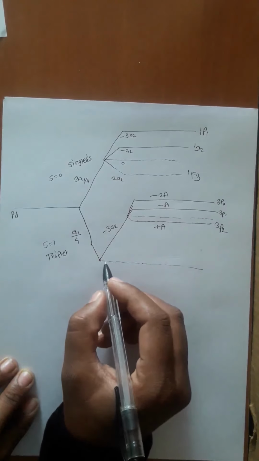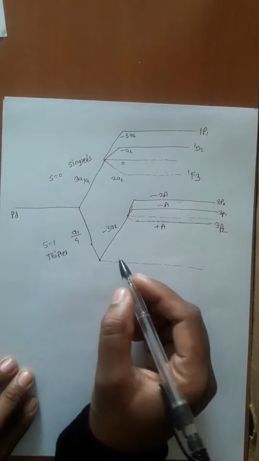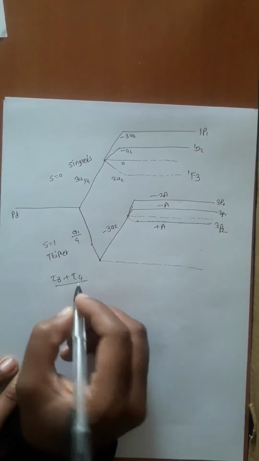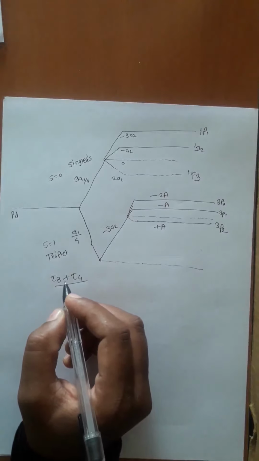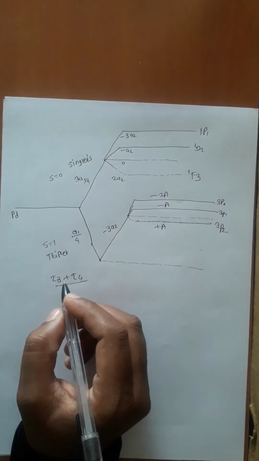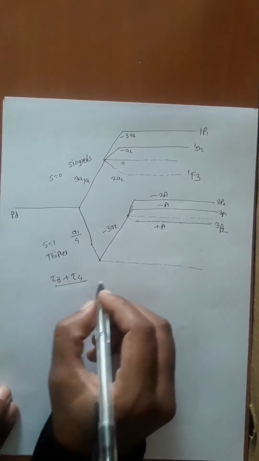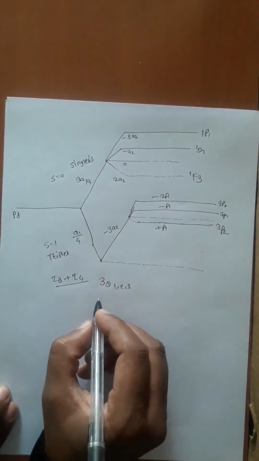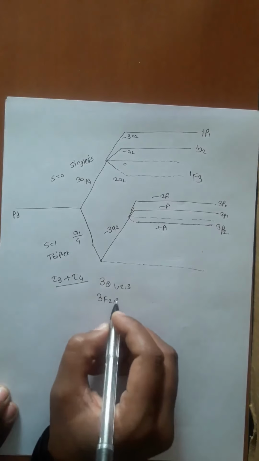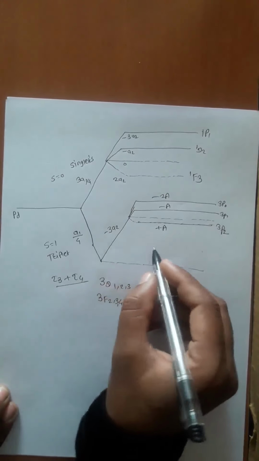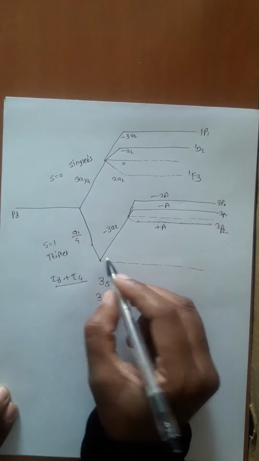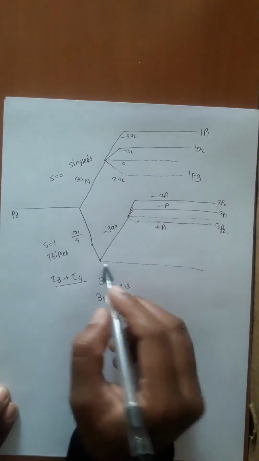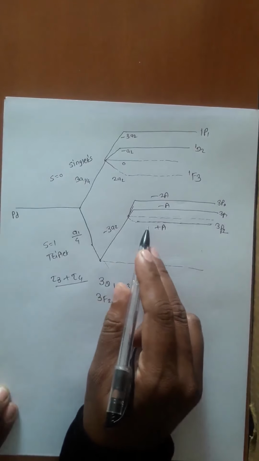Similarly we have to calculate tau 3 plus tau 4 for the other triplet states, 3D1, 2, 3 and 3F2, 3, 4. Then you have to draw the structure like this, according to the value of your tau 3 plus tau 4. In this way.